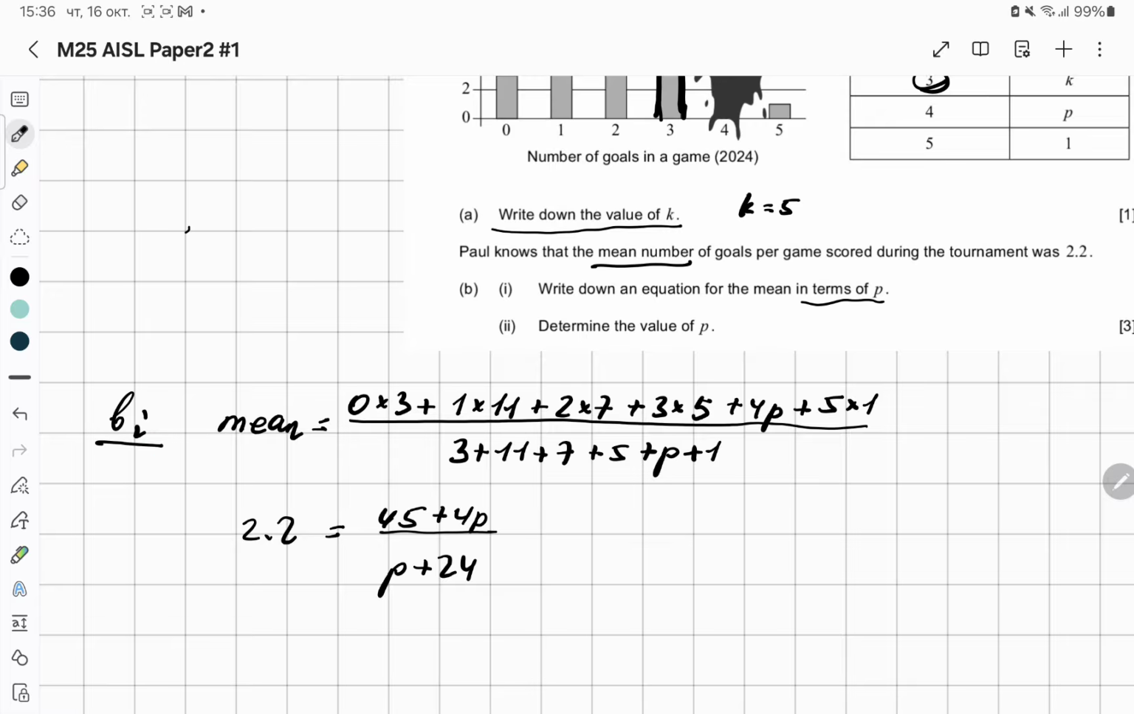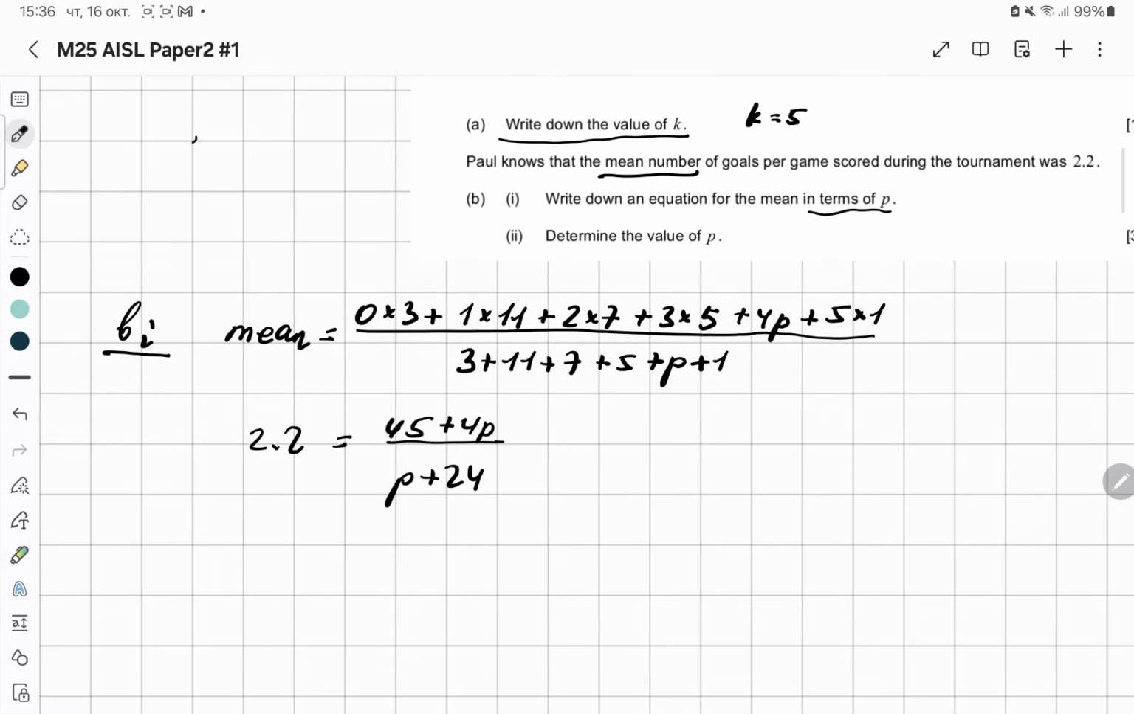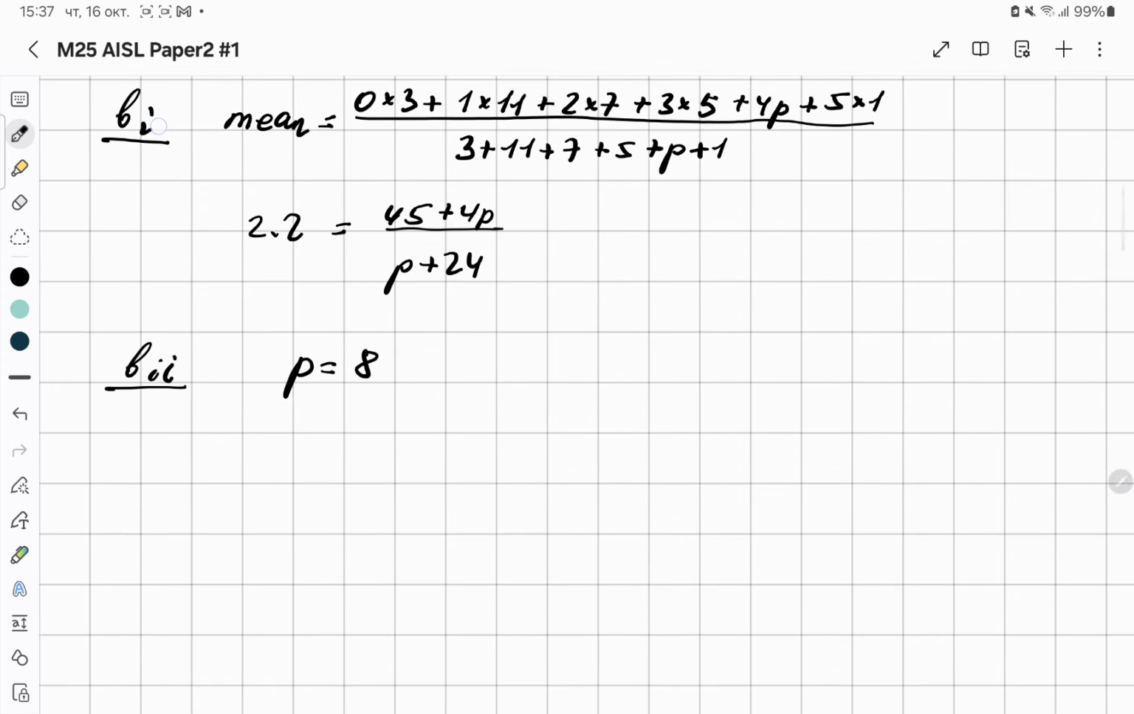So this is B1. And after using GDC, your calculator will obtain the value of p is equal to 8. It will be the part B2. So for B2, you have p is equal to 8. Okay, so these parts are finished. Now let's go to the next part.